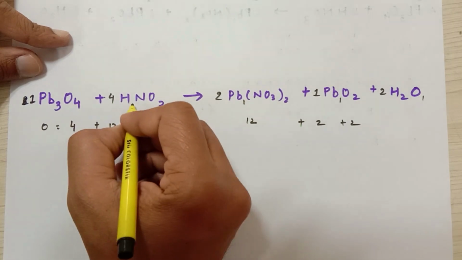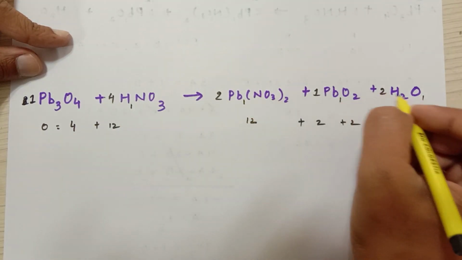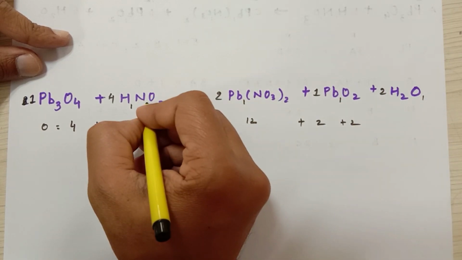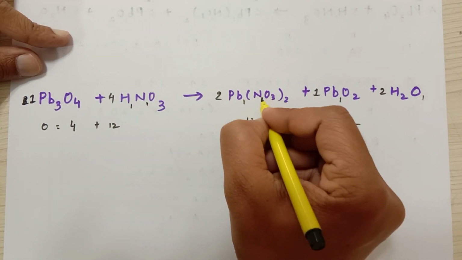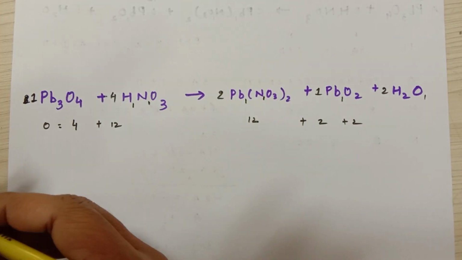Now let's try to see hydrogen. So 4 1s are 4. Here again 2 2s are 4. So hydrogen is also balanced. And nitrogen, we have 1 into 4, that is 4. Here 2 into 2 is 4, and 4 into 1 is 4. So our equation is balanced.